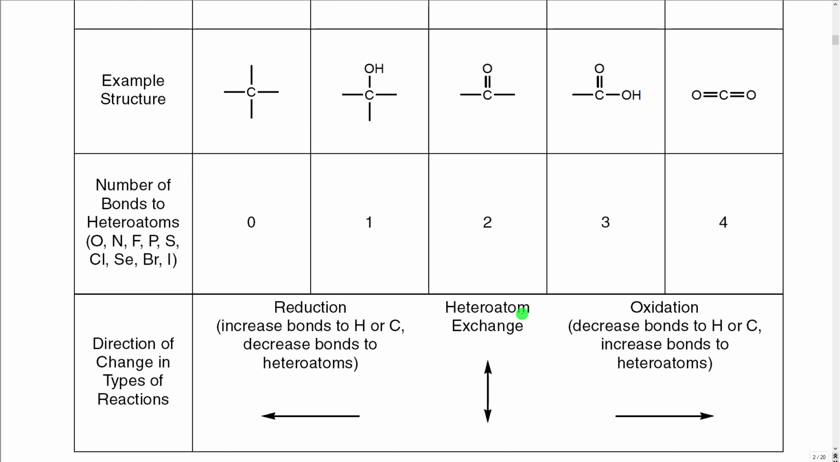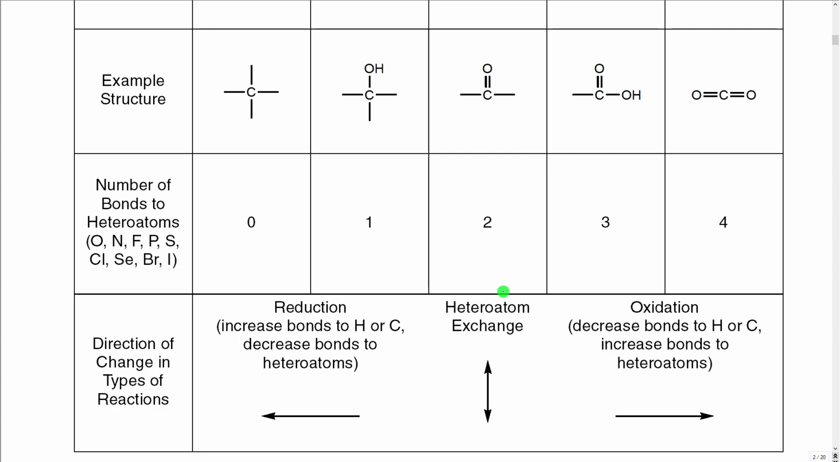If we look then, what we can do with our reactions is we can change the number of bonds to heteroatoms or change the number of bonds to hydrogens and carbons from this central atom. If we decrease the number of bonds to heteroatoms, so for example, going from 2 in an aldehyde or ketone down to 1 in an alcohol, we would be doing a reduction. So moving to the left on this chart would be reduction. In contrast, if we were to increase the number of bonds to heteroatoms, moving to the right, that would be an oxidation.